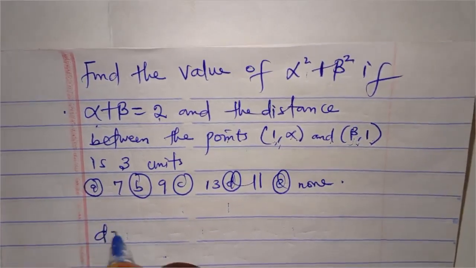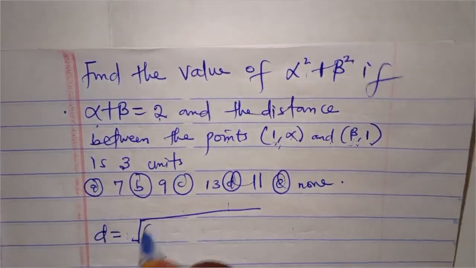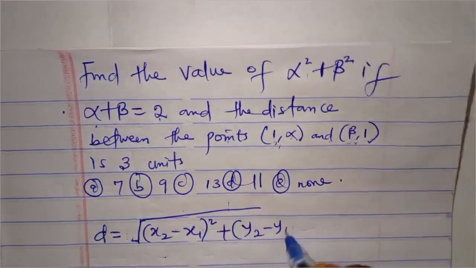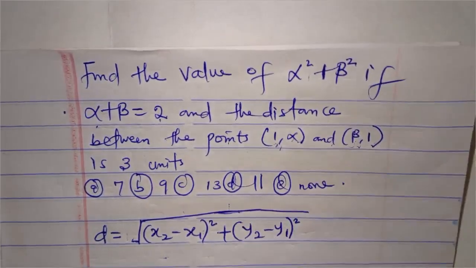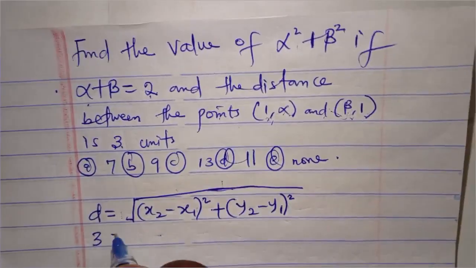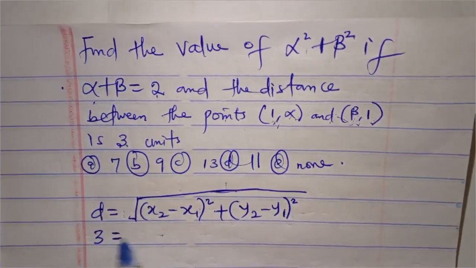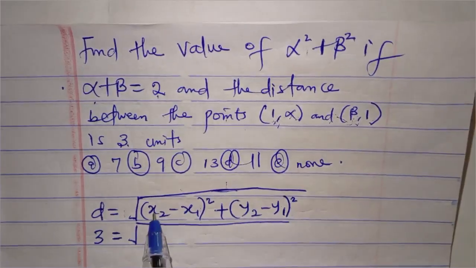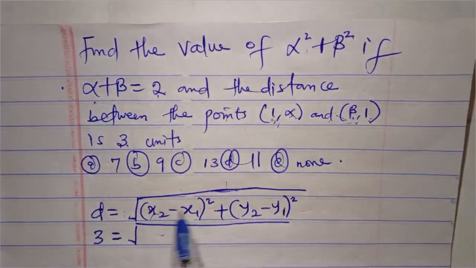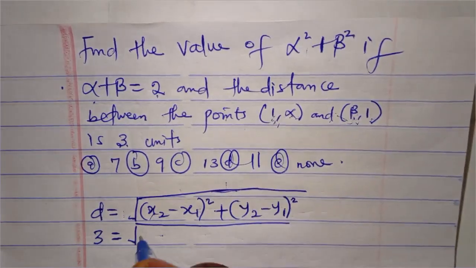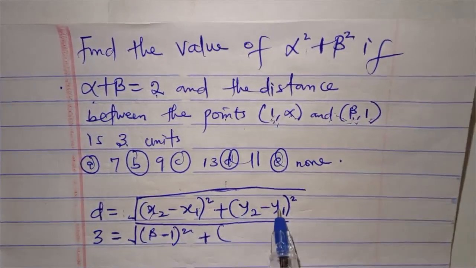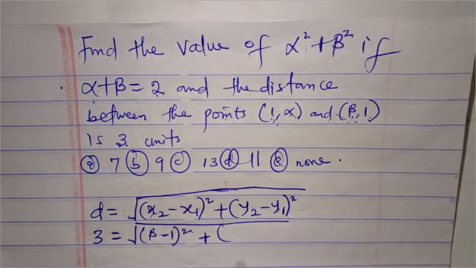Using the distance formula, the distance between 2 points is the square root of (x2 minus x1) squared plus (y2 minus y1) all squared. So the distance between the 2 points is 3 units. So 3 is equal to the square root. This is x1, y1, x2, y2. So x2 minus x1 is beta minus 1, all squared, plus y2 minus y1, 1 minus alpha, all squared.